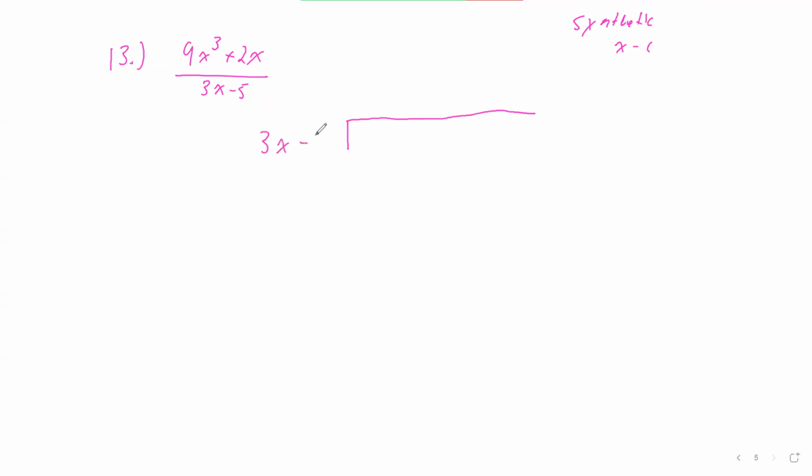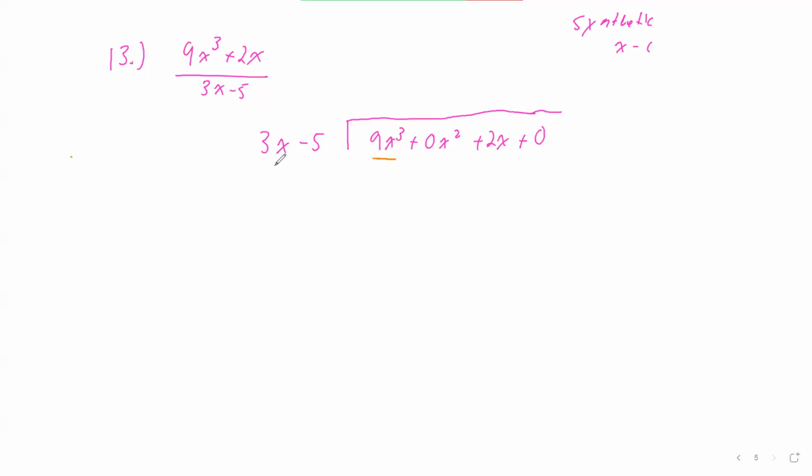So I have 3x minus 5. And then now I'm going to write this inside the box, but I have to fill in any missing terms. This is the same concept if this was like 9,020, right? You wouldn't just say 92. You would say 9020. So this is going to be 9x cubed plus 0x squared, giving yourself a placeholder, plus 2x plus 0. Right? So again, you have to have a placeholder for every term.